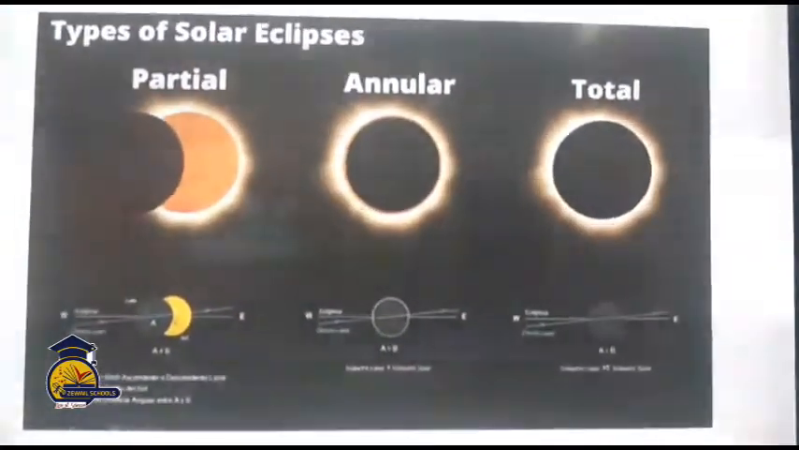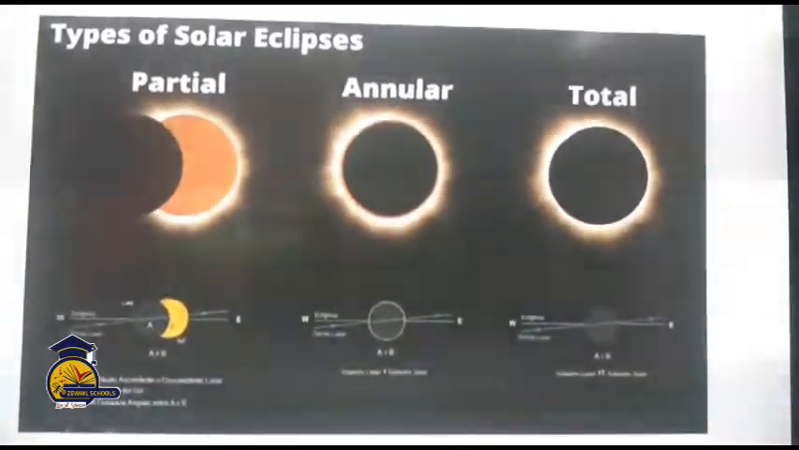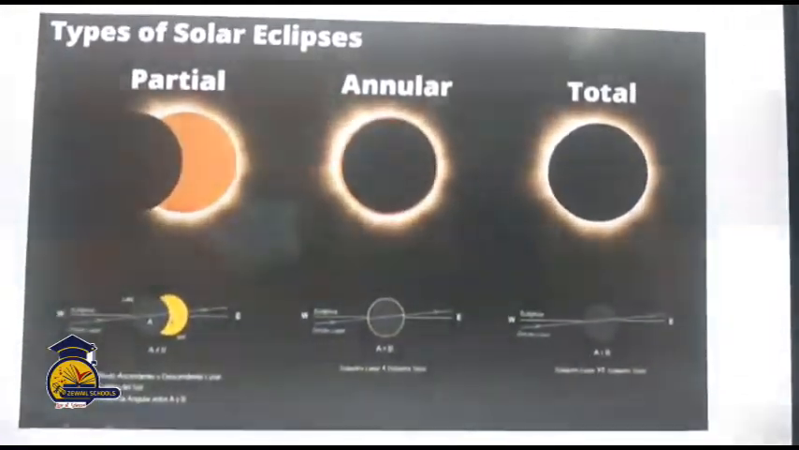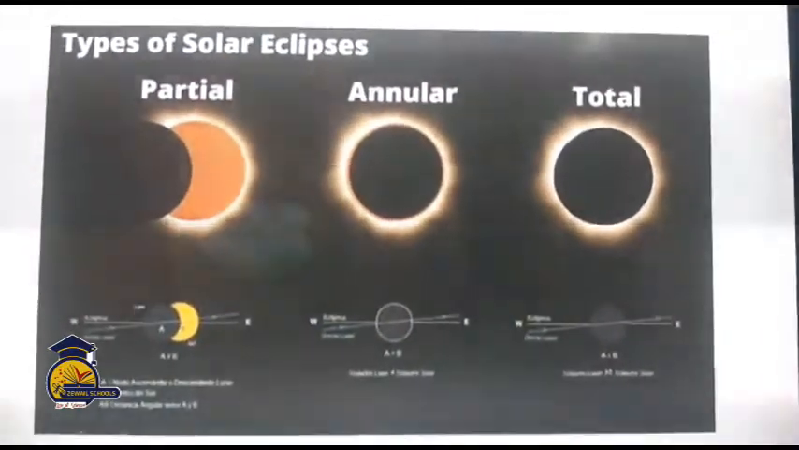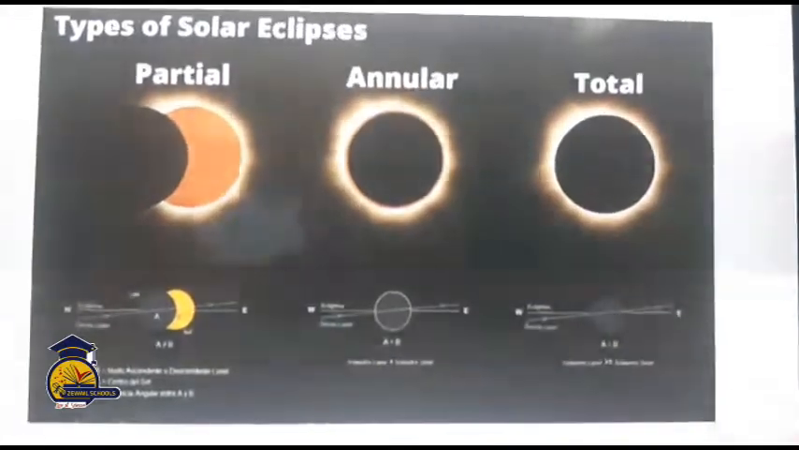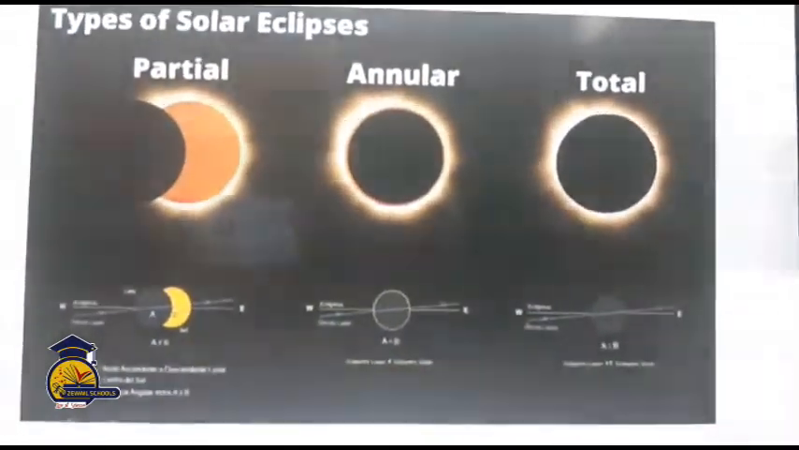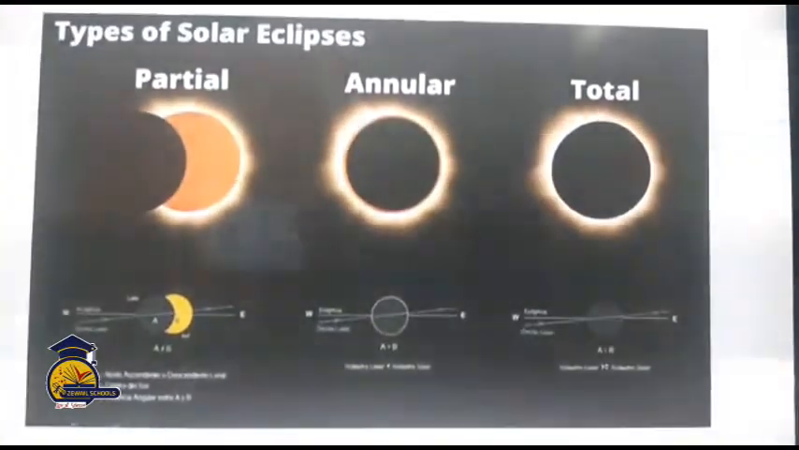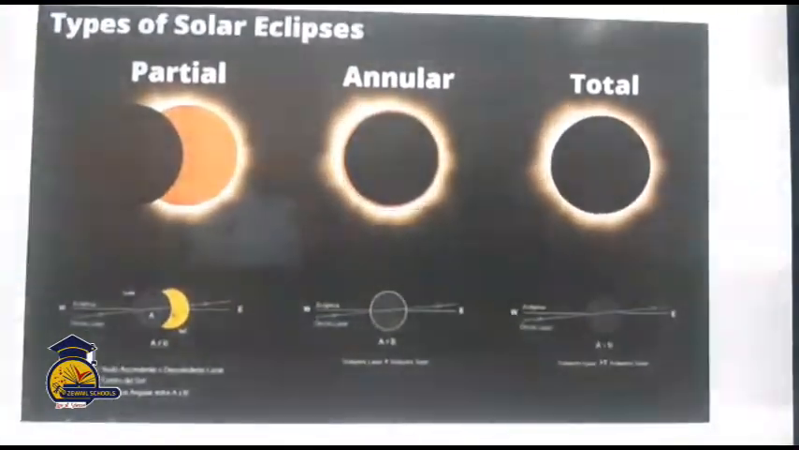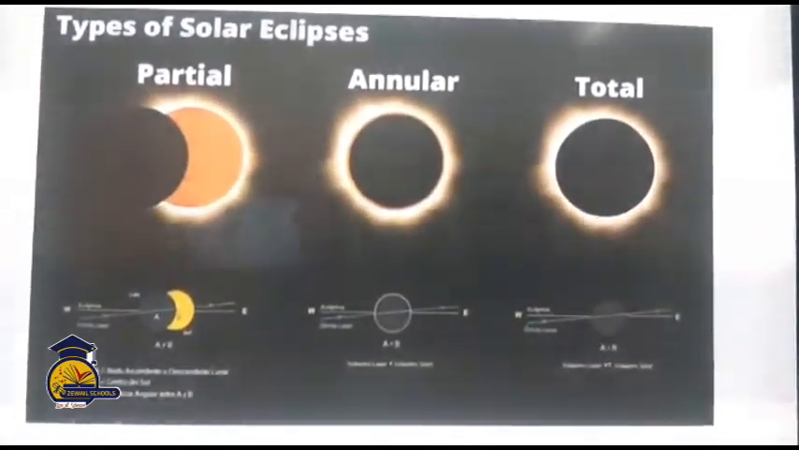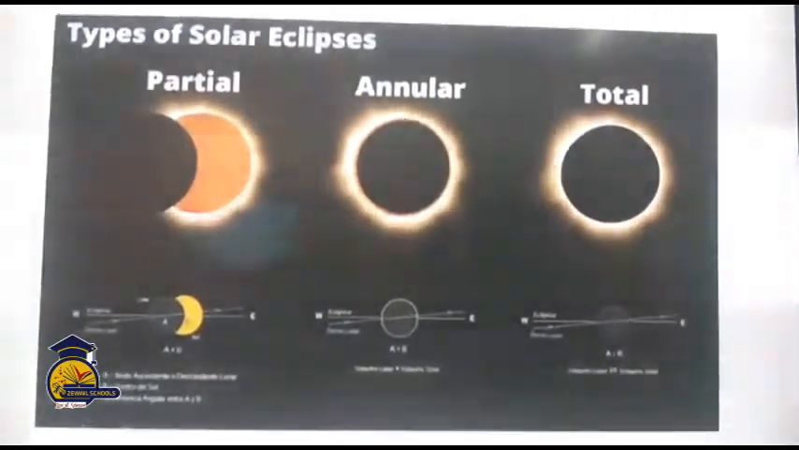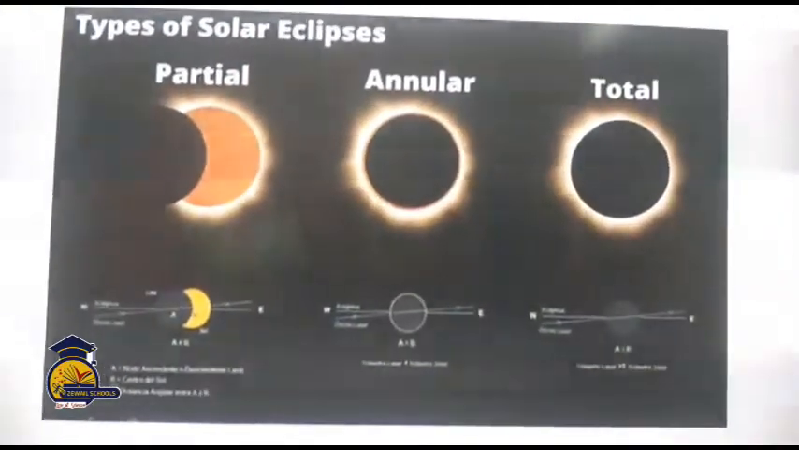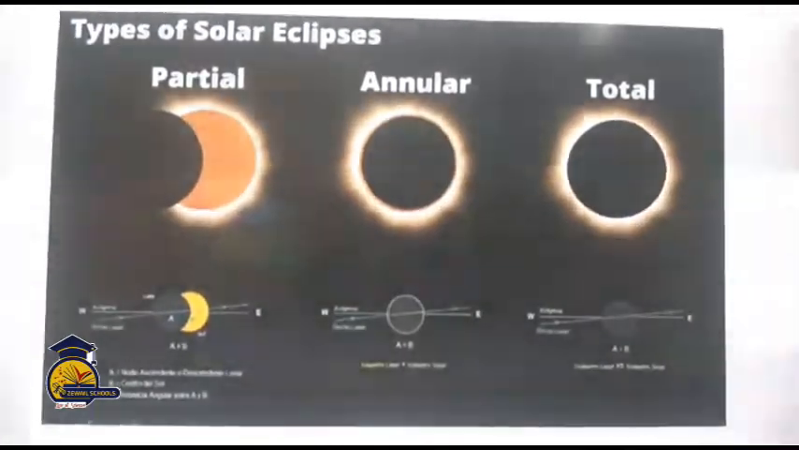So the solar eclipse phenomenon doesn't last more than 7 minutes and 40 seconds. Okay? Here we have safety precautions on observing the solar eclipse. Number 1, we mustn't look directly at the sun on ordinary days because it emits harmful rays and infrared rays that affect the eye, retina, and may cause blindness.